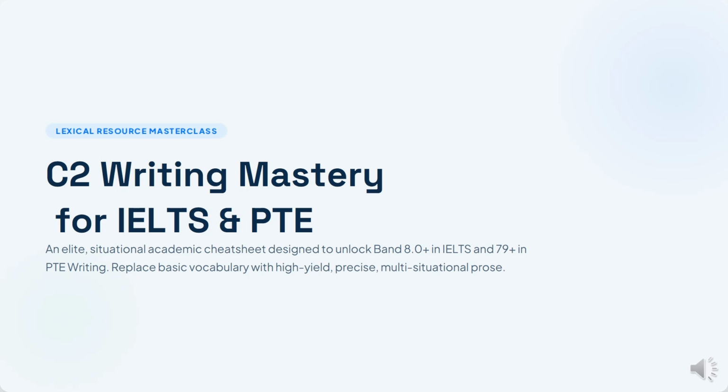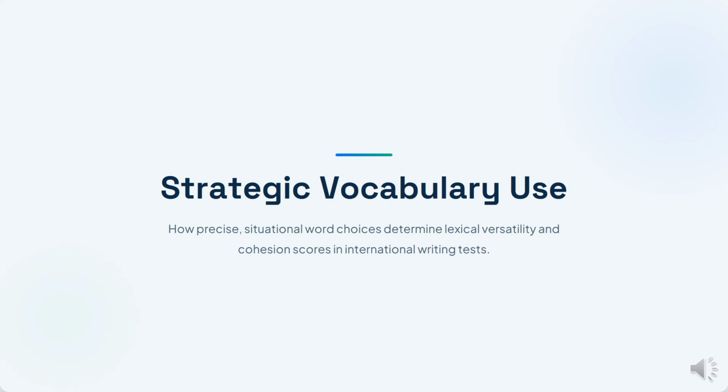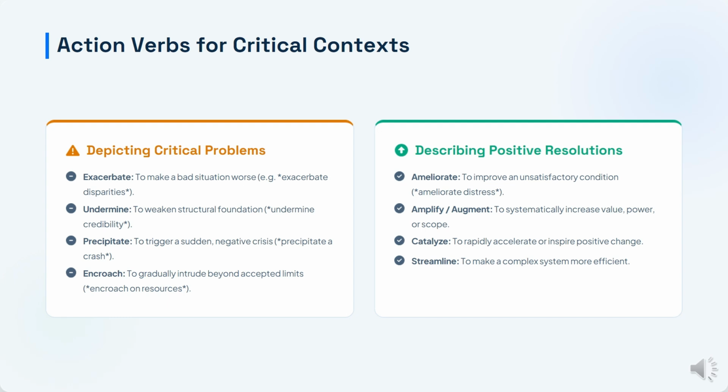Today we are going to discuss important vocabulary for IELTS and PTE writing. So let's get started. I'm going to share a certain list of words that are important in terms of situational writing and improving your lexical versatility and cohesion scores in international writing tests. I have created a list of action verbs for critical contexts. So, critical problems can be discussed with the following words.